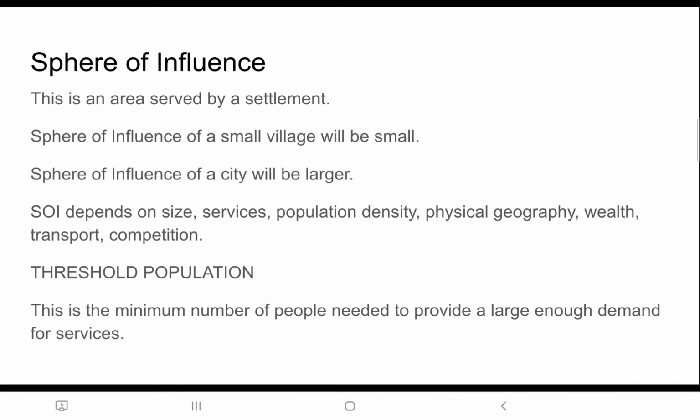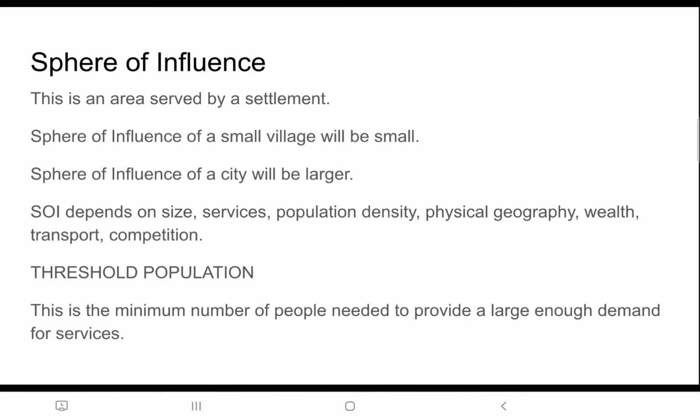So if you compare, for example, a primary school, which is a low order service, with a university, which is a high order service, you've got lots of primary schools, but you haven't got lots of universities.